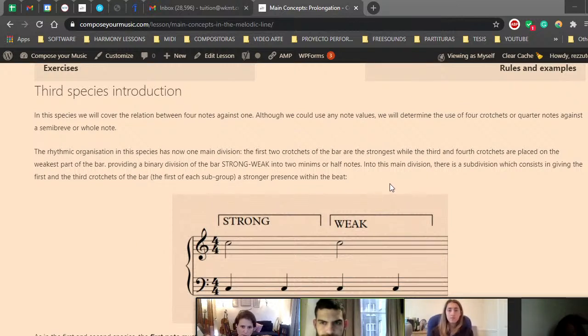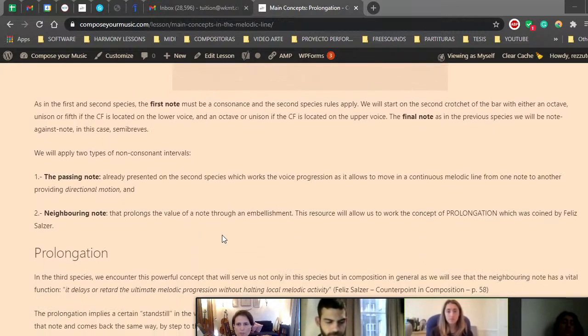Into this main division of two minims, strong and weak, there is a subdivision which consists in giving the first and the third crotchets of the bar, the first of each subgroup of minims, a stronger presence within the beat. So first crotchet, third crotchet. Now, which crotchet is the strongest of the whole bar? Easy question. The first one or the third one? Laura. The first one. Exactly. Very simple. This is not a new concept.